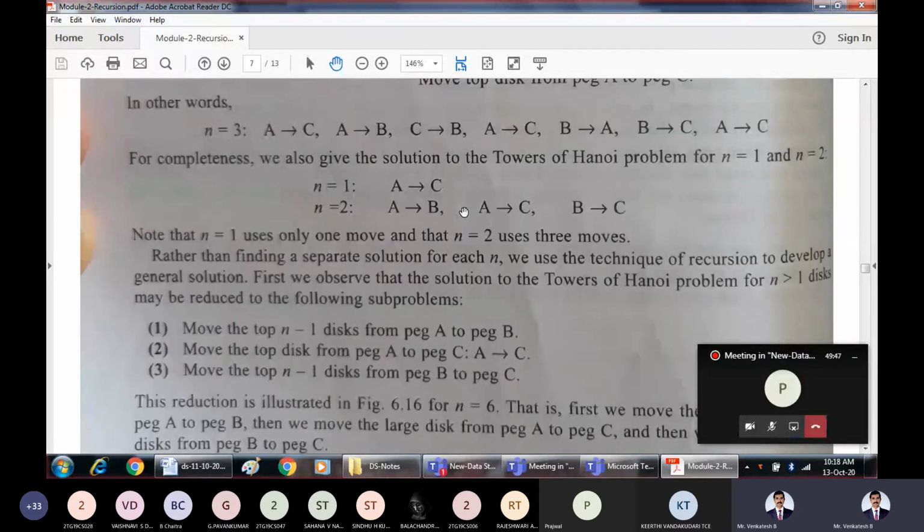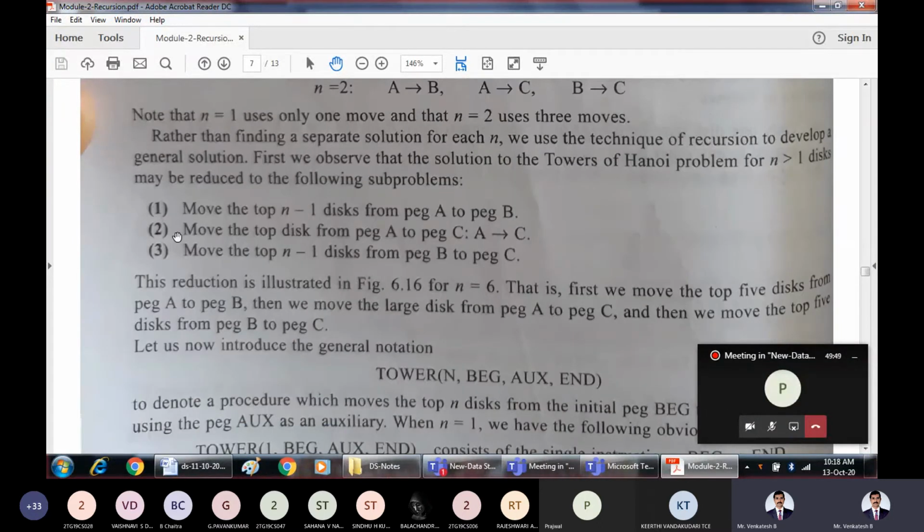So what this says here is the general solution, the very generic solution. These are the 3 steps which we follow. Please concentrate on these 3 steps. Only this logic will help us to solve the problem recursively.